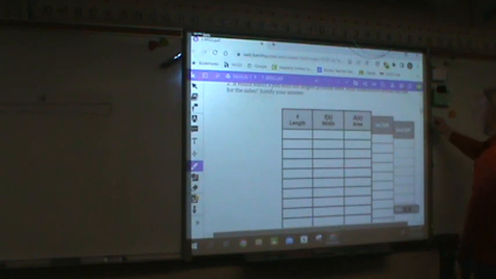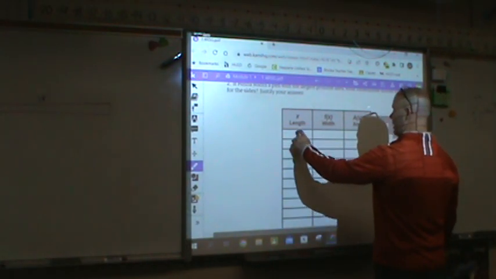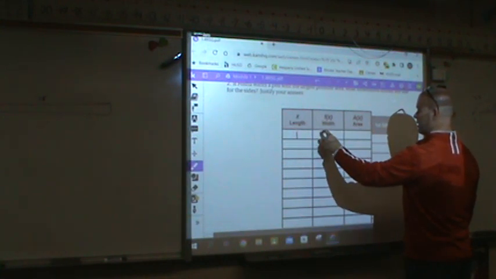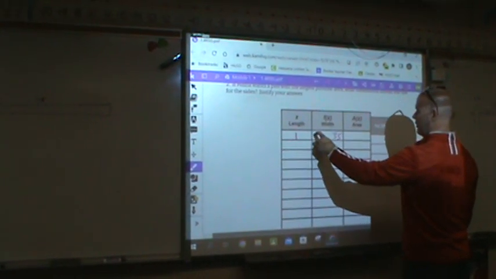Now when we look at filling in the table, I want you to go ahead and look at the length and width. Well, the length is 1, the width is 35. Remember, how do we get that?